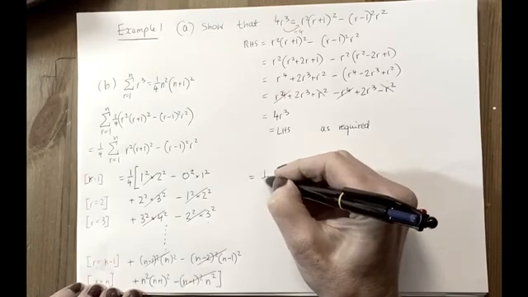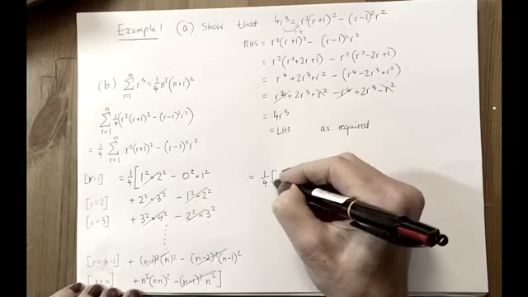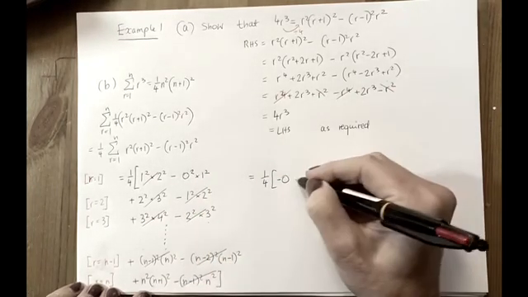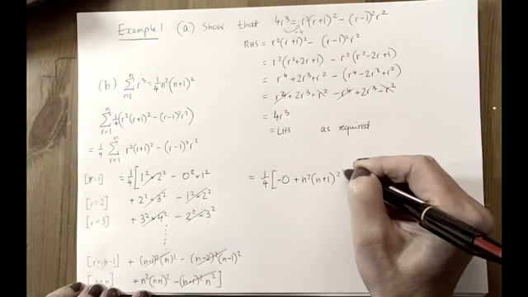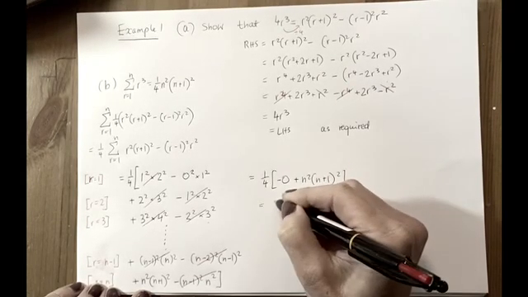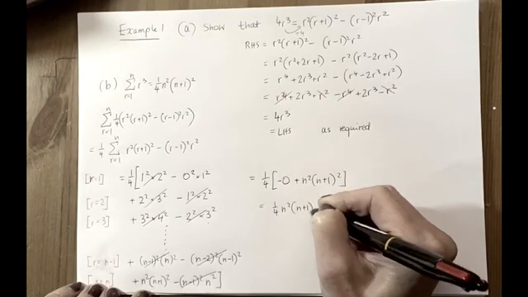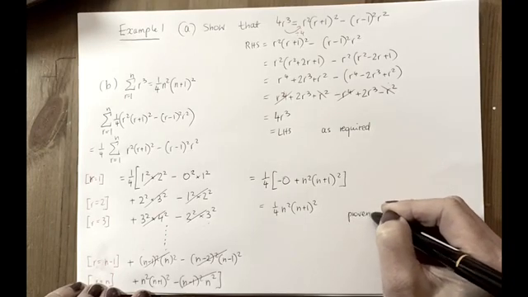We are going to put it together. So you'll have a quarter, and you'll have minus 0, because 0 times 1 is 0, and then plus n squared times n plus 1 squared. So it's going to be a quarter n squared times n plus 1 squared. So it's proven. There you go.